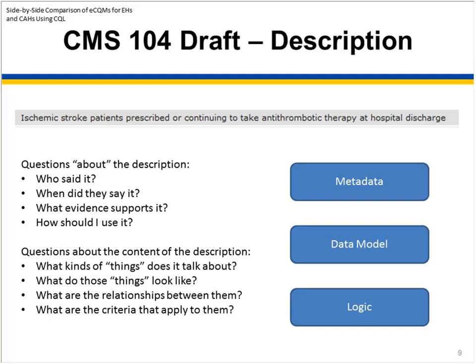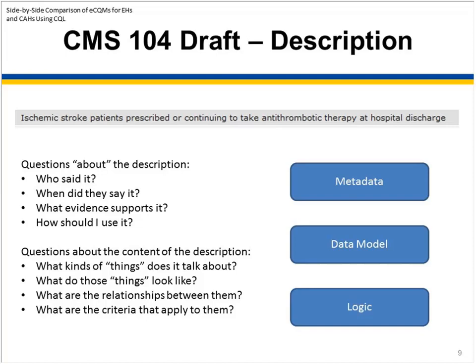what that means. So to build the electronic representation, we separate the information about this measure into three different categories. Metadata is the questions about that description, so who said it, when did they say it, what evidence supports it, how do I go about actually using it. Those are metadata questions. And then there are questions about the content of the description.